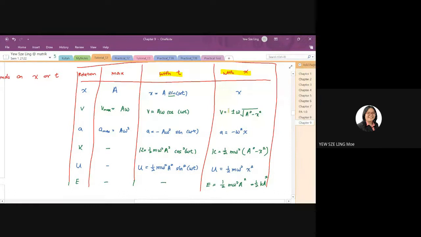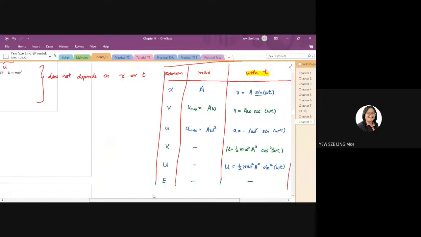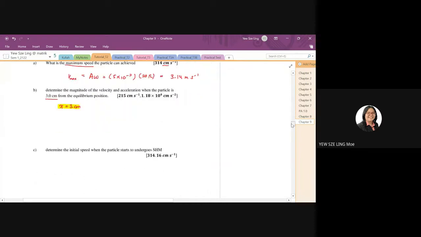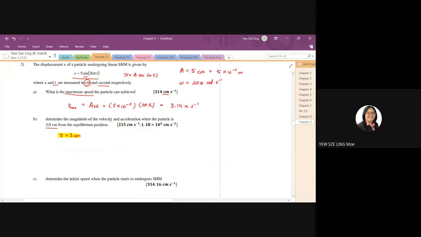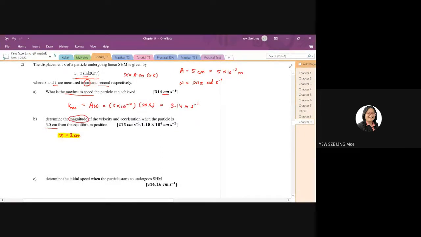So you have v equals plus minus omega square root of a squared minus x squared, and then a equals negative omega squared x. These are the equations that we are going to use. Now let us go back to the question. Determine the magnitude of the velocity. It is asking for the magnitude, therefore you can ignore the negative sign in your equations, because it is asking for just the value without direction. Therefore, you can ignore the sign convention in your calculations.